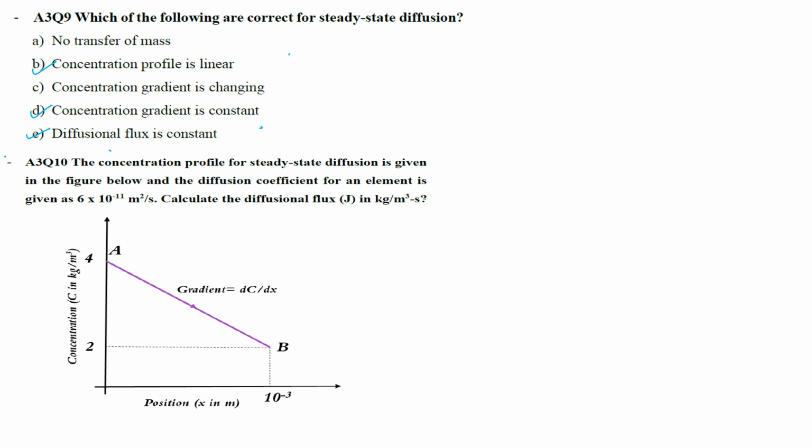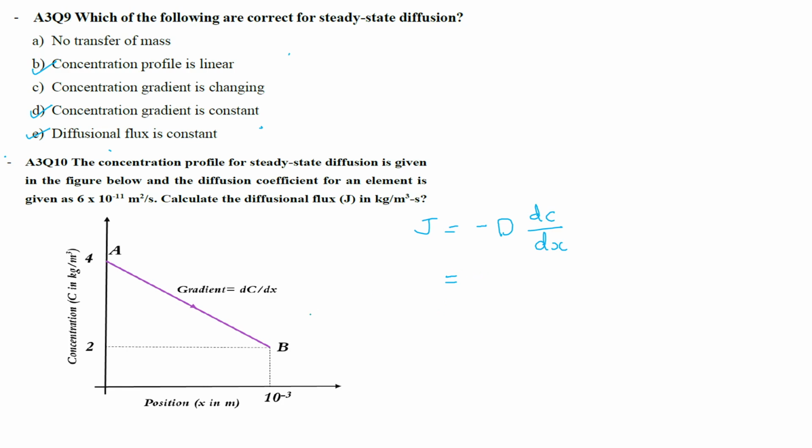Okay, so how will you get it? Which formula do you have to use first of all? First law. So it will be J is equal to minus D dC by dx, the change in concentration divided by the change in distance. Just tell me one thing, is this negative sign important when we are solving this problem?